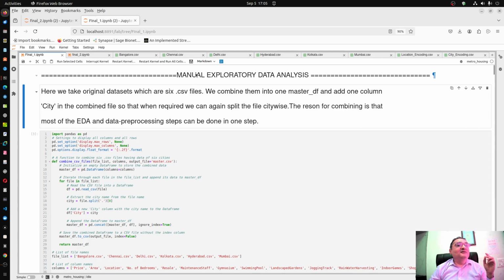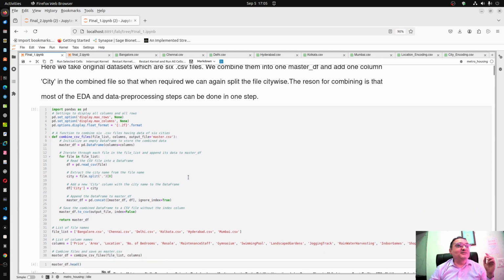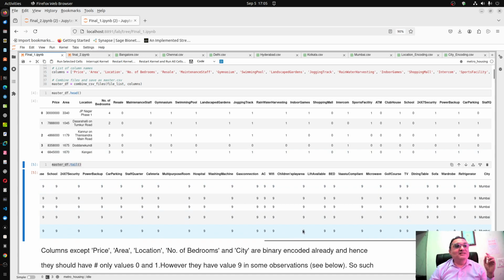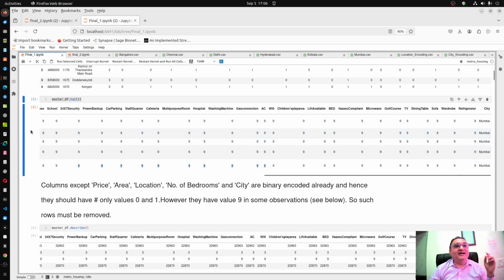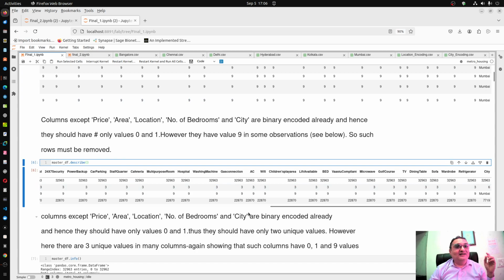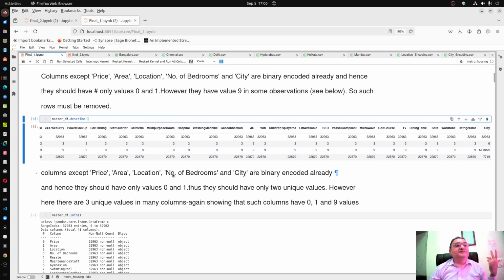For example, some manual exploratory data analysis was done, and it was found in these last five rows that some variables, say children play area, is there or not, should be 0 or 1, because it was already binary encoded in the given data set. But here some rows were found which were having 9. See, AC is there or not? Again 0, 1, but 9 was there. So obviously these rows had to be removed, and these rows were also duplicated. So we needed to do a lot of data cleaning.